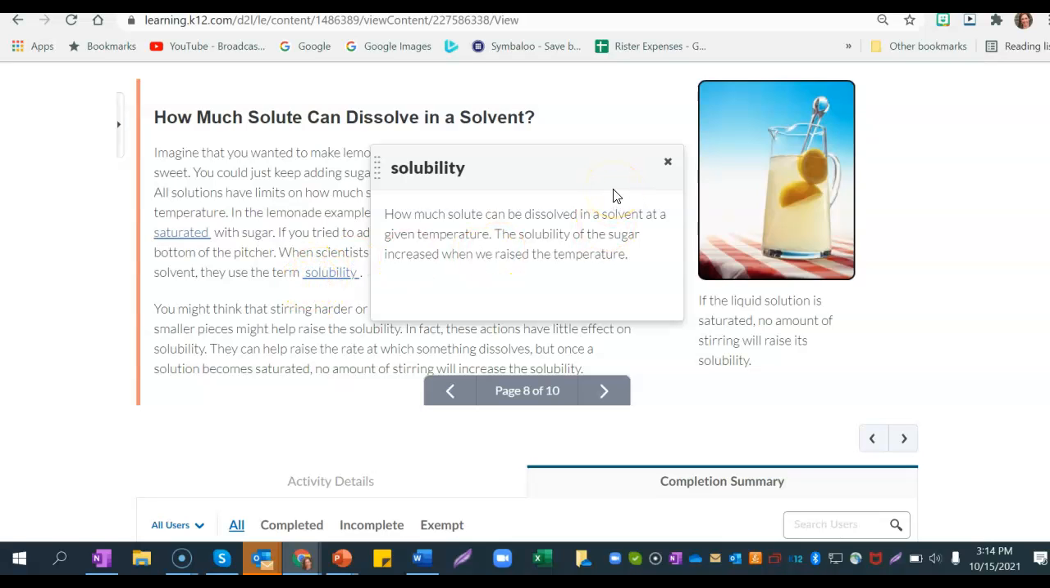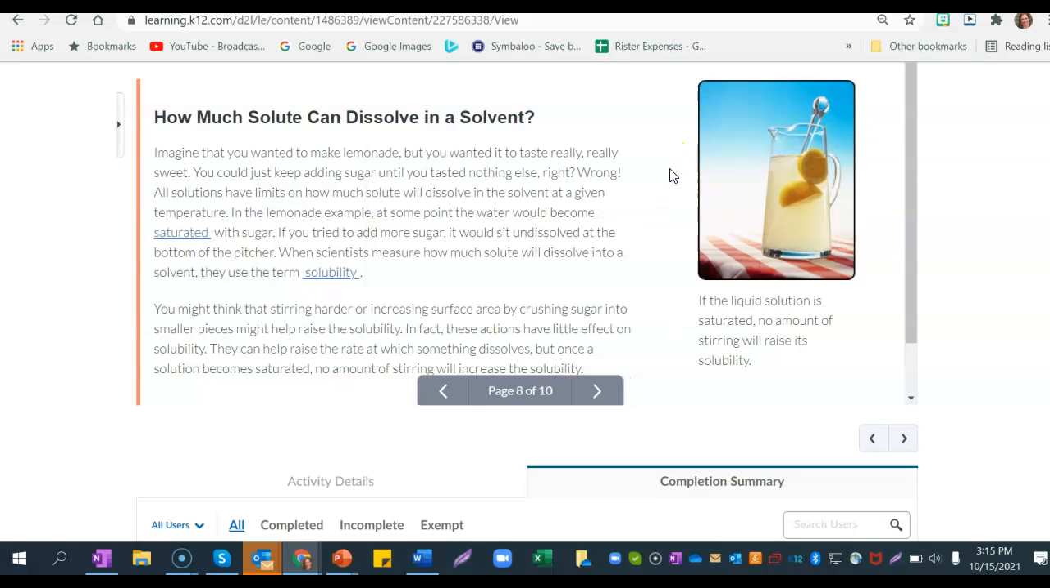Okay, so the solubility of the sugar increased when we raised the temperature. So like if you want to make sweet tea, down in Texas we drink that a lot, the tea has to be hot when the sugar is added so that it will dissolve into it. Otherwise it just settles down to the bottom. So you might think that stirring harder or increasing the surface area by crushing sugar into smaller pieces might help raise the solubility. In fact, these actions have little effect on the solubility. They can help raise the rate at which something dissolves, but once a solution becomes saturated, no amount of stirring will increase the solubility.